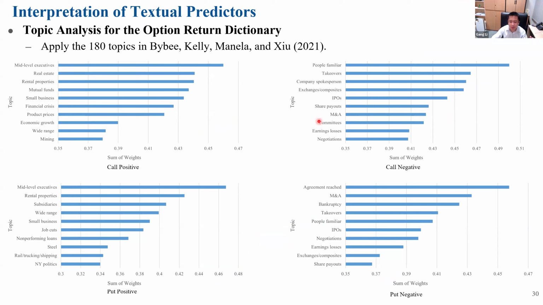For example, this table summarizes the proportion of important words classified into different topics based on Bybee, Kelly, Manela and Xiu 2021. They have specified around 180 topics based on the different words in the list. A first glance at the table tells us that most of the textual information extracted from news media related to option return predictability is firm specific. For example, we have people familiar, mid-level executives, firm operations, takeover, mergers and acquisitions, bankruptcy, IPO. And more importantly, those topics do reflect and affect the firm's fundamental uncertainties, therefore being possibly linked to delta-hedged option returns.